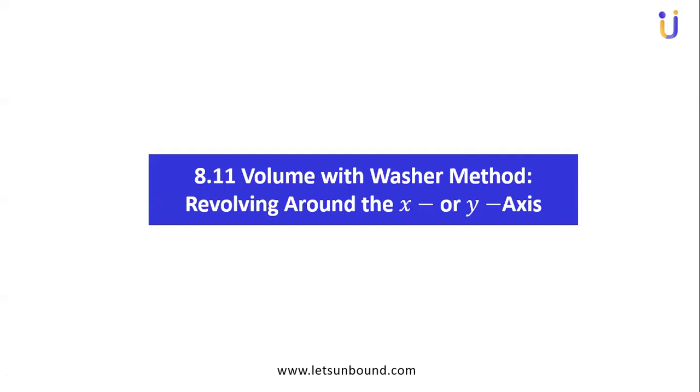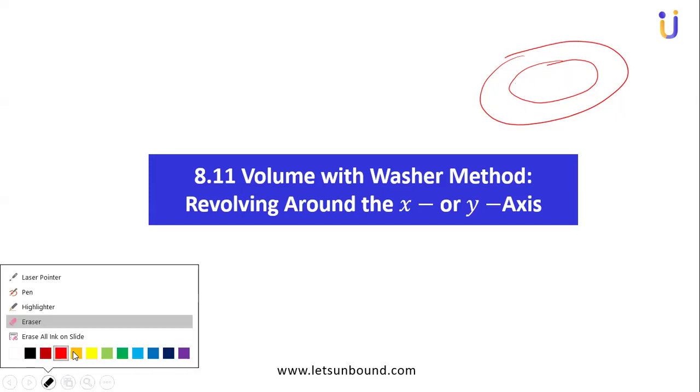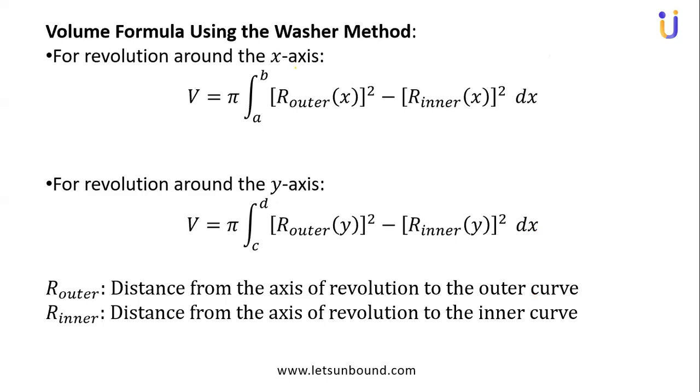Now 8.11: there is a new method called the washer method. A washer looks like a disc, but it has a hollow part inside. It will be hollow here, and this is the disc. Same thing, it's a kind of circle, but it has a hollow part inside. The volume by the washer method uses r outer of x minus r inner of x, because we have two circles, right? For revolution about the x-axis, it's based on x. For revolution about the y-axis, it's based on y, r outer minus r inner.